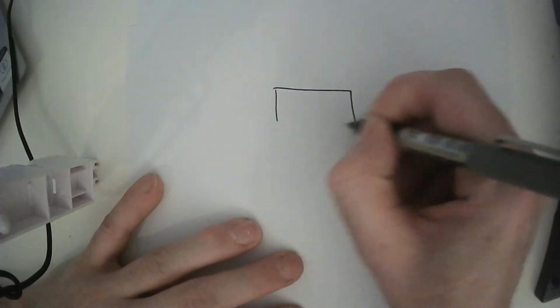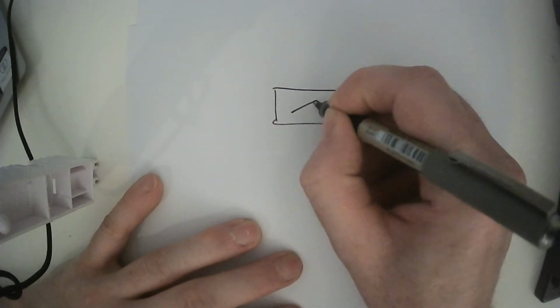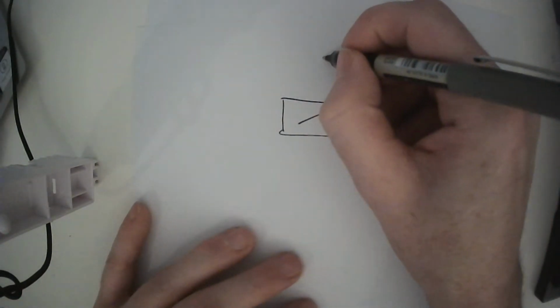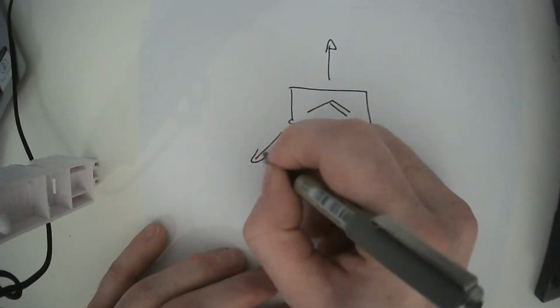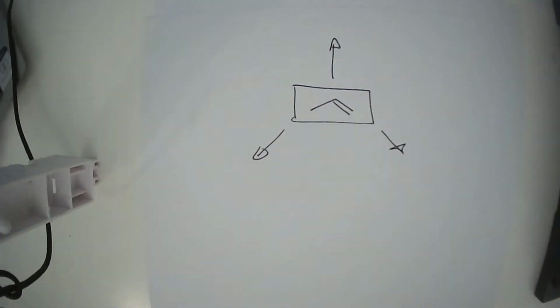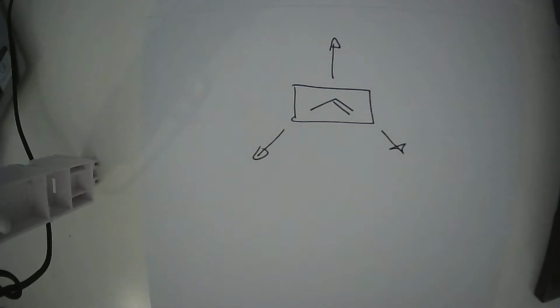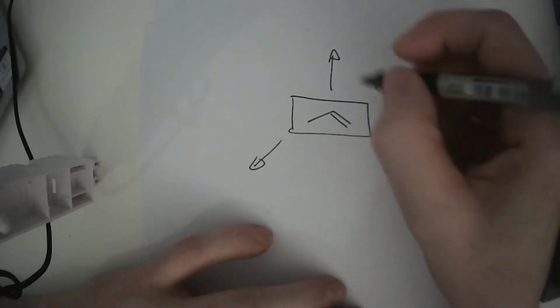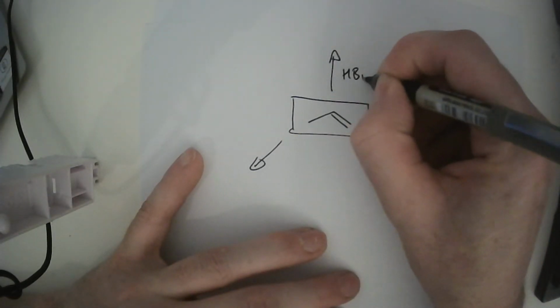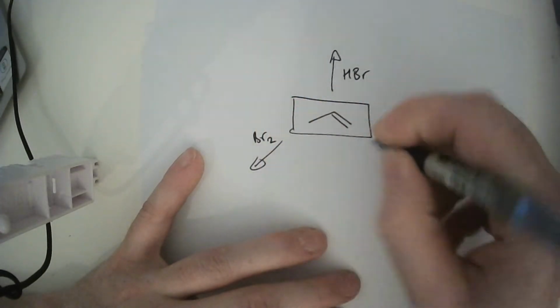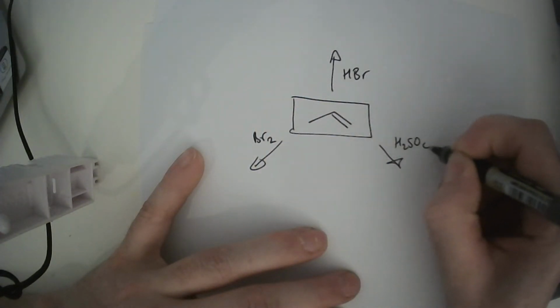Okay, so what can we do with alkenes? So I draw a little box in the middle. Alkenes, I'm just going to draw an alkene on here. Alkenes can react in 3 ways that we're going to look at in AS. Alkenes can react with HBr, alkenes can react with Br2, alkenes can react with H2SO4.